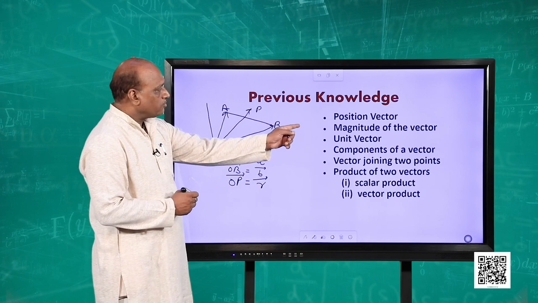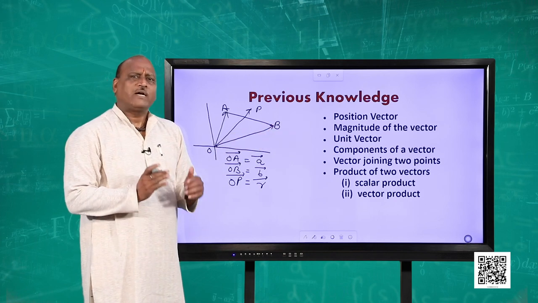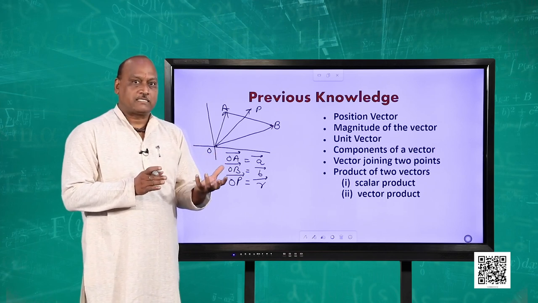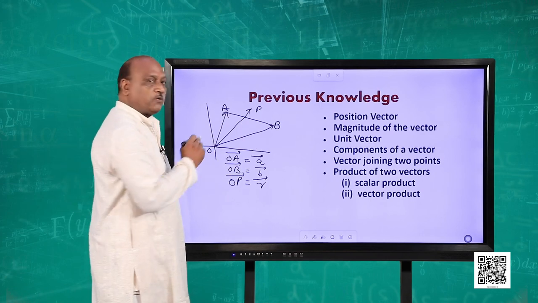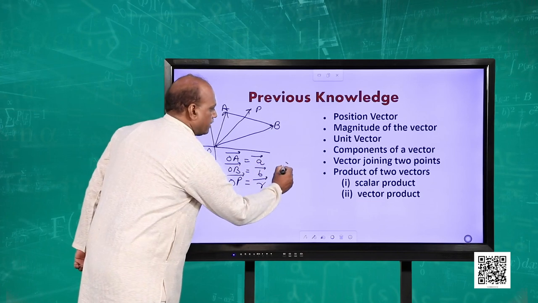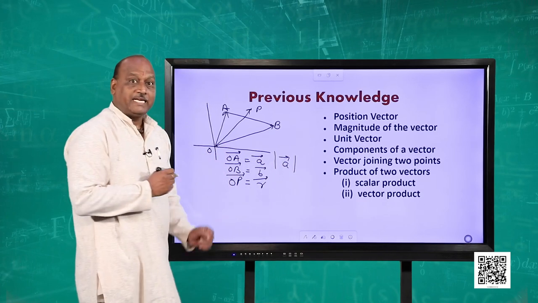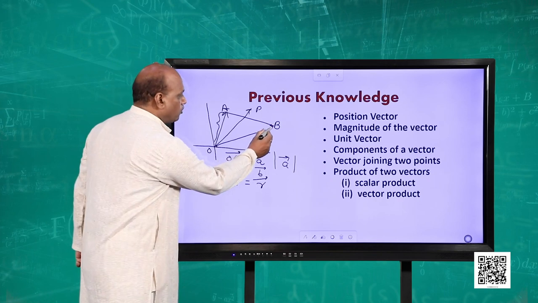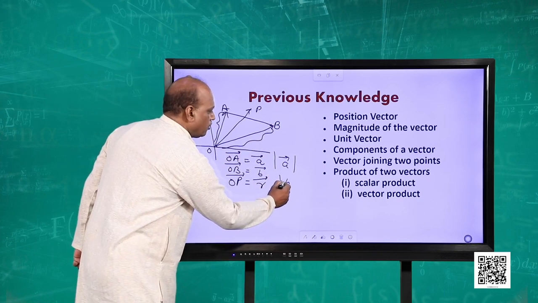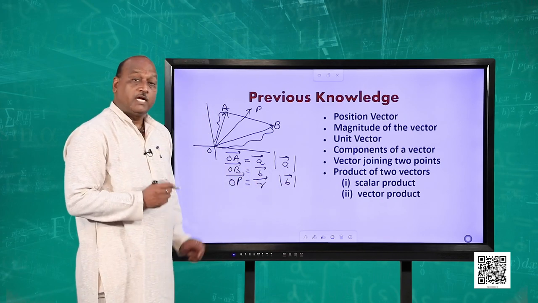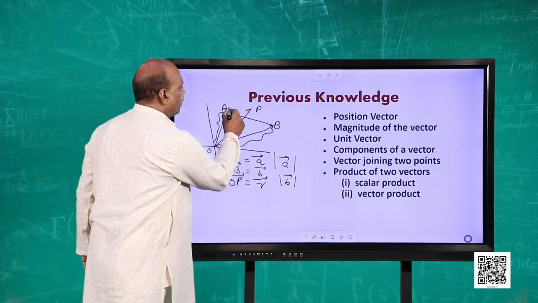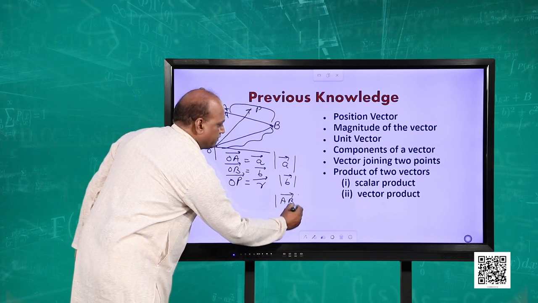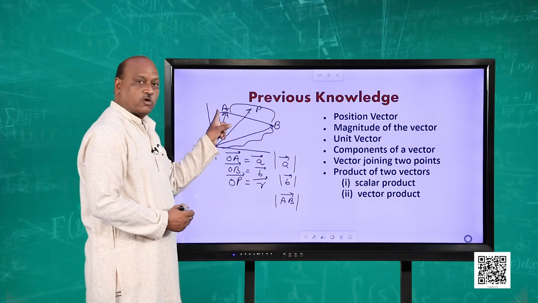Now, we know about magnitude of the vector. So, what is magnitude? Actually, magnitude means scalar quantity, distance. So, magnitude of vector A is the distance from O to A. Distance from O to B means magnitude of vector B. And magnitude of vector AB means distance from A to B.